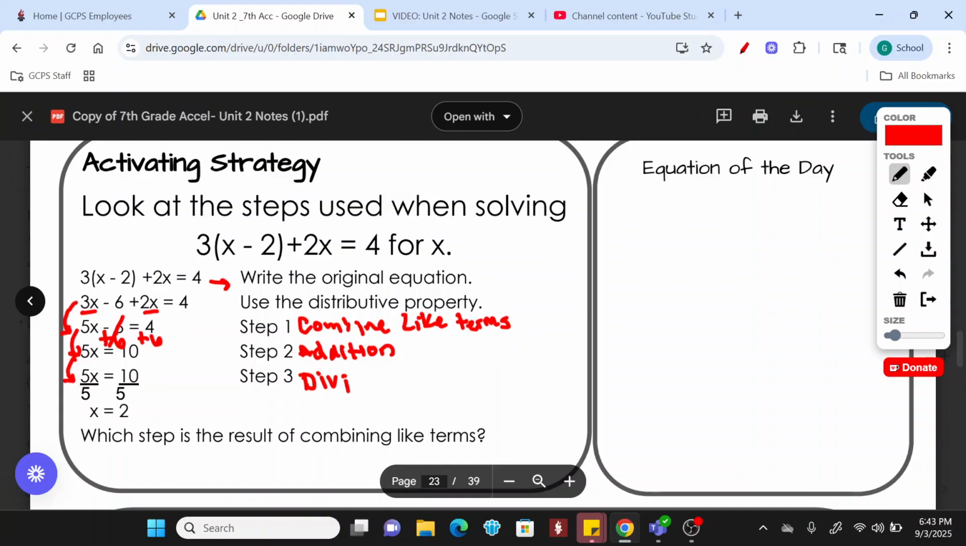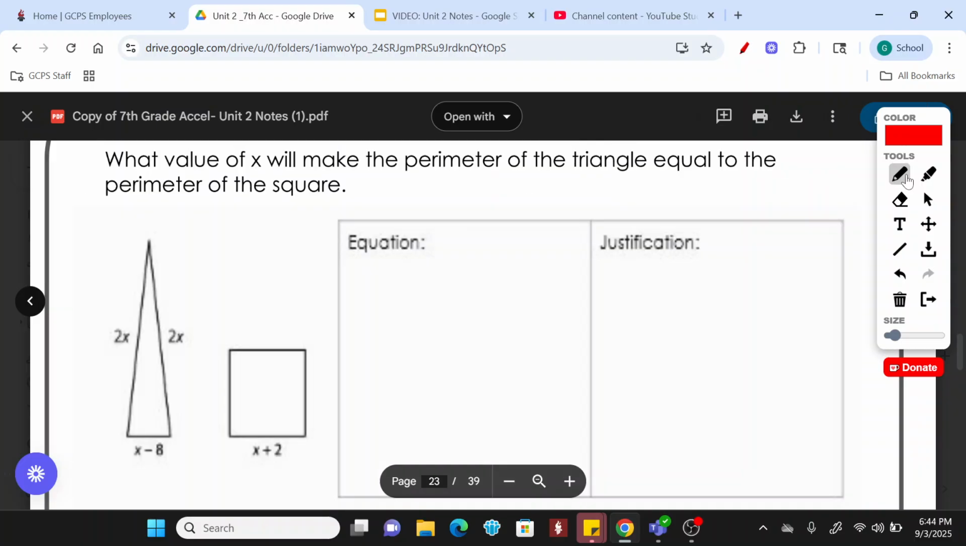All right, so this equation, quite a lot is happening. So we are going to break it down piece by piece and try to make it as easy as possible. Okay, so first my question, what value of x will make the perimeter, what does perimeter mean? Add all sides together. So perimeter of the triangle is equal to, so that means I'm going to set it equal to the perimeter of the square.